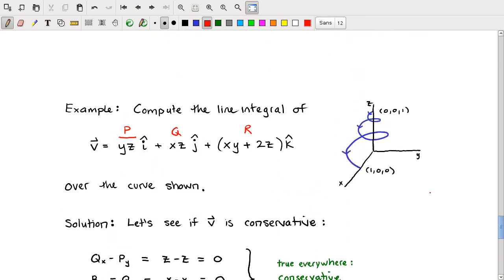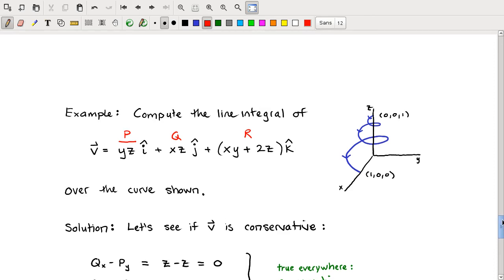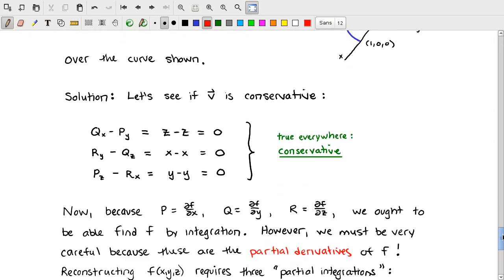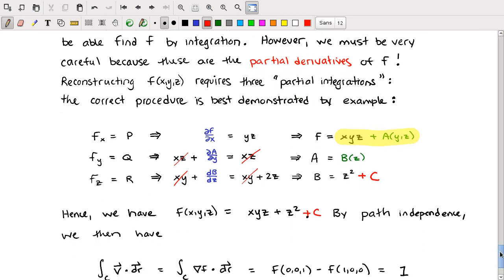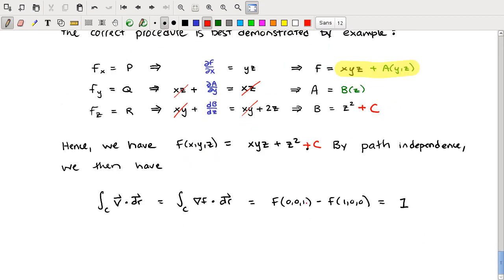So now that we have f, we can simply do this contour integral along this weird contour, this helical cone contour from 0, 0, 1 to 1, 0, 0. We don't have to parameterize it at all because this is a conservative vector field. We simply plug in the endpoint, 0, 0, 1, minus the initial point, 1, 0, 0. We evaluate f at 0, 0, 1. We get 1, and we evaluate it at 1, 0, 0, and we get 0.